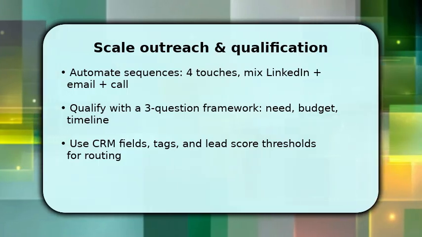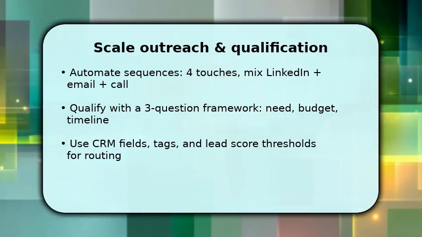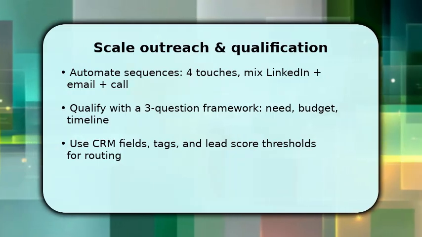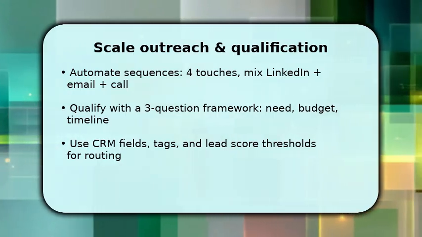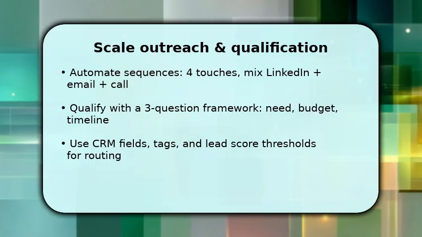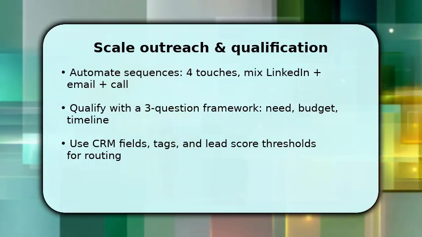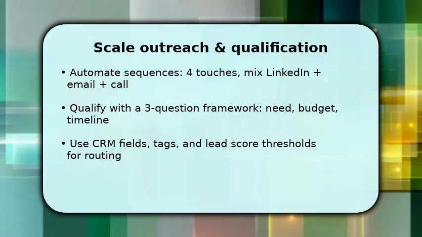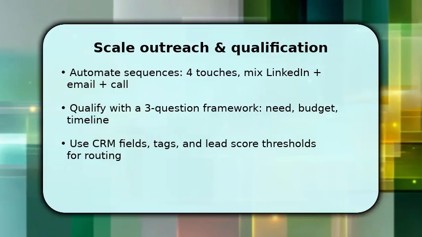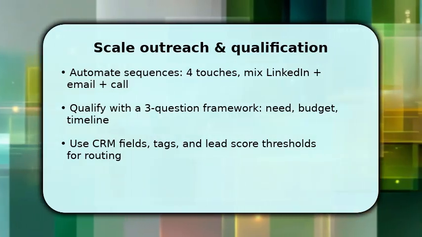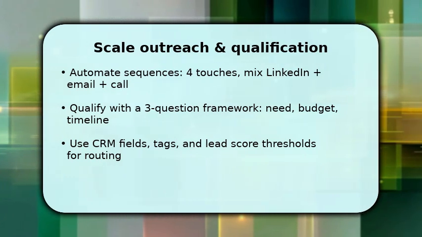You'll qualify by asking 3 concise questions: need, budget, timeline, so you can disqualify quickly and focus on high-probability deals. Make sure CRM automation routes qualified leads to SDRs with clear next steps, and schedule review cadences to iterate messaging weekly. Finish by closing the loop.